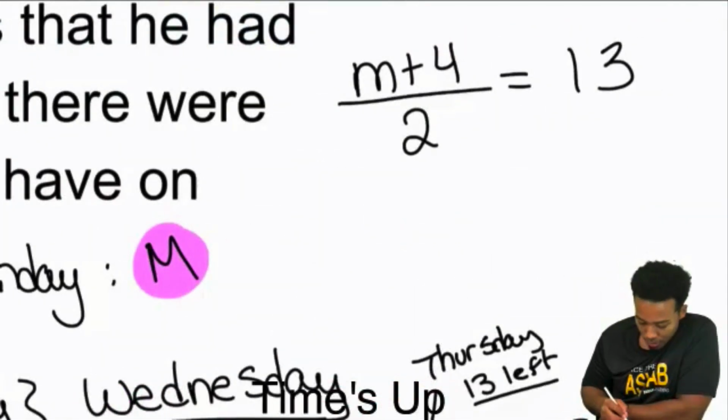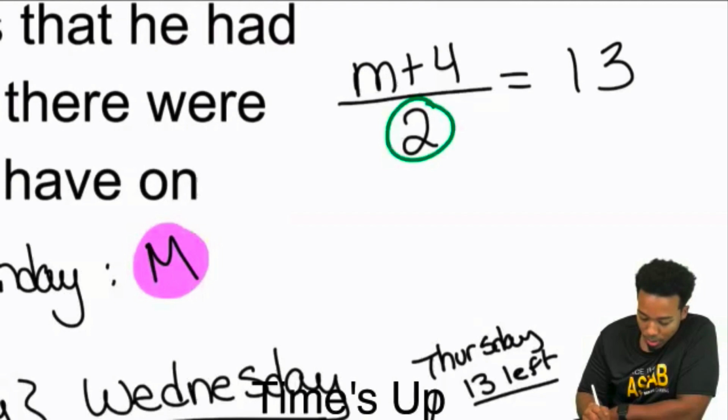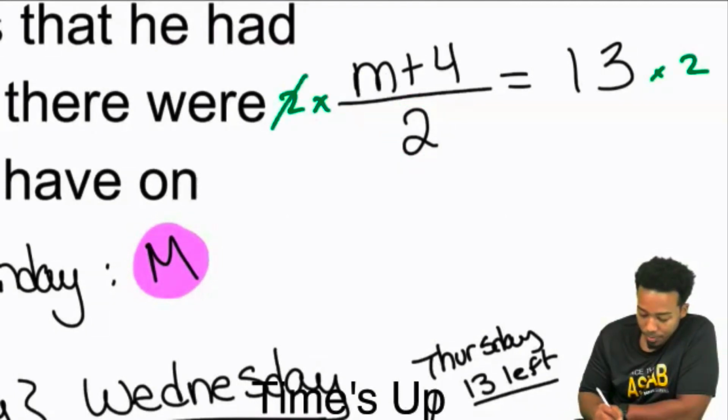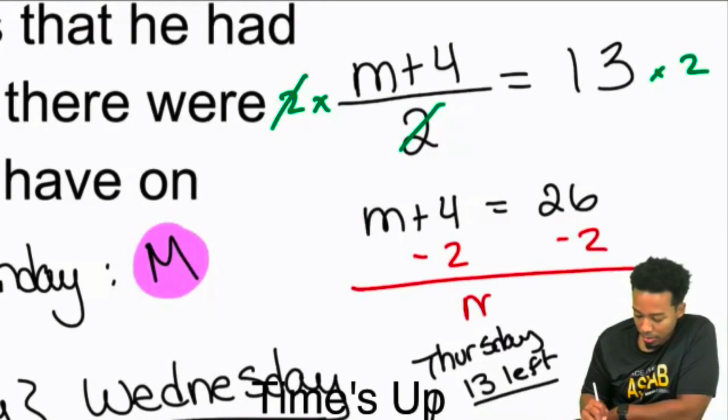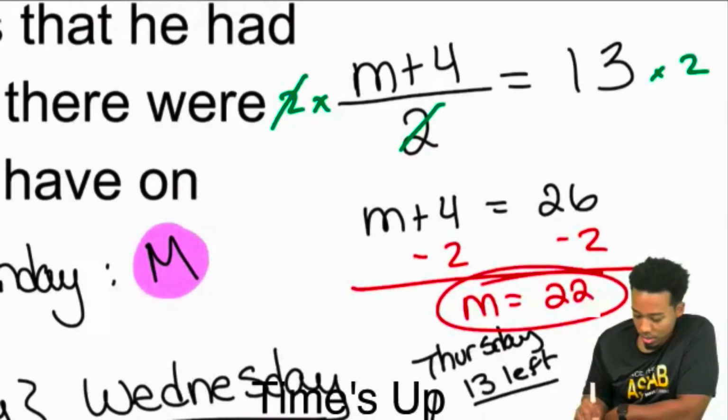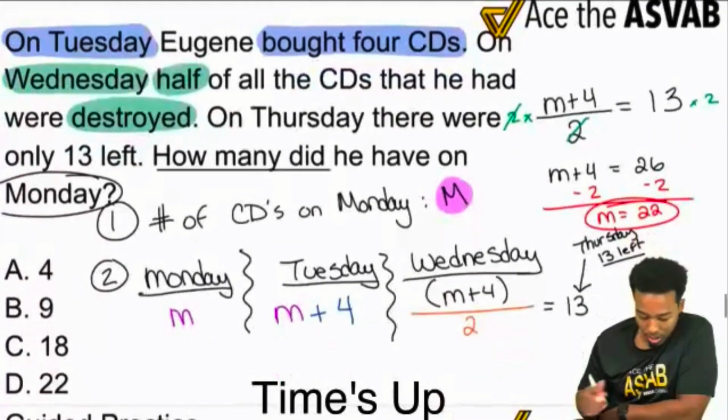So if we're going to solve this, the first step is to get rid of that 2 here. So we'll multiply by 2 on both sides. It cancels out. We're left with m plus 4 equals 26. Then we subtract 2 on both sides, and we end up getting 22 CDs on Monday.